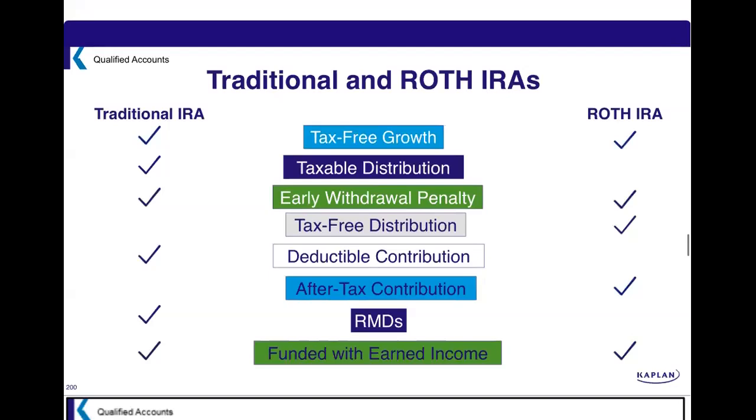Here we can see them side by side. They both have tax-free growth, but only the traditional is taxable at distribution. They both have an early withdrawal penalty. The Roth has a tax-free distribution. The traditional has a deductible contribution, whereas the Roth is after-tax contributions. Only the traditional has a required minimum distribution, and they're both funded with earned income.